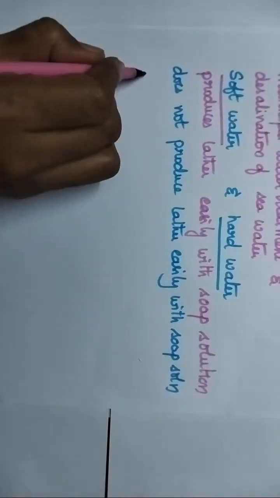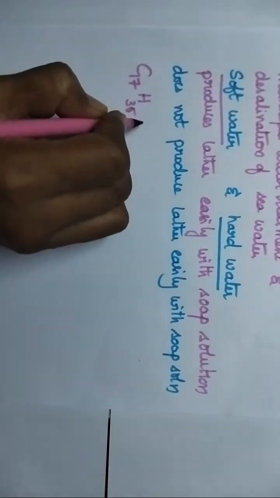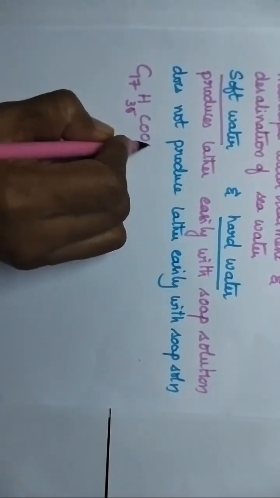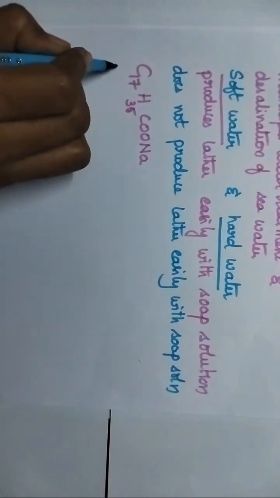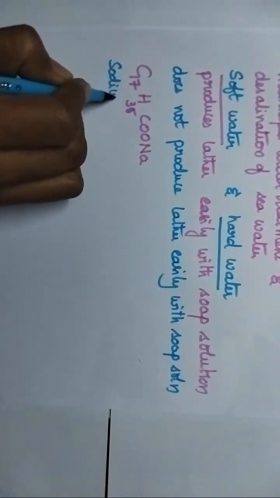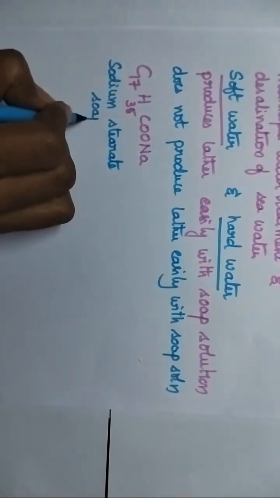Here soap can be considered as the sodium or potassium salt of stearic acid, that is C17H35COONa. C17H35COONa is called sodium stearate. So it is the formula of soap.